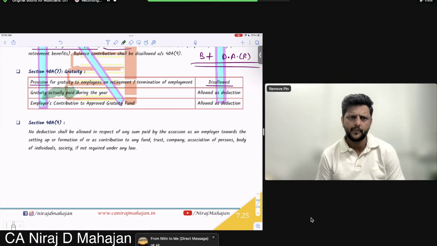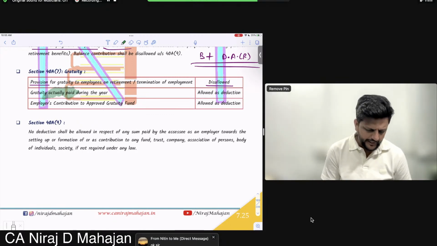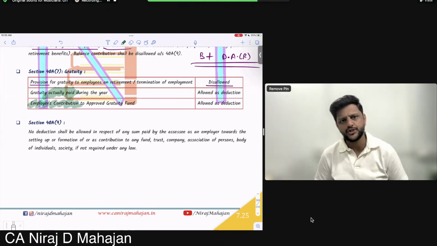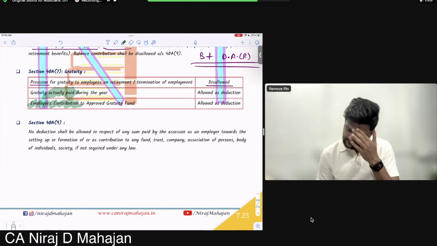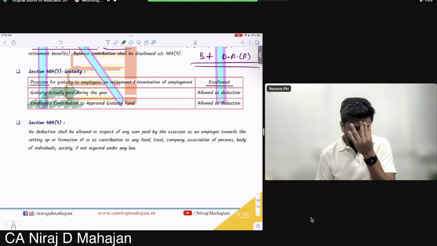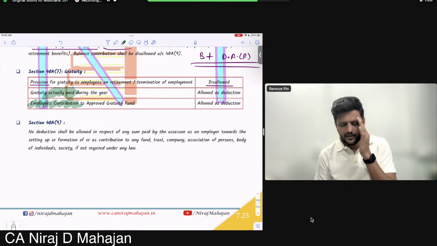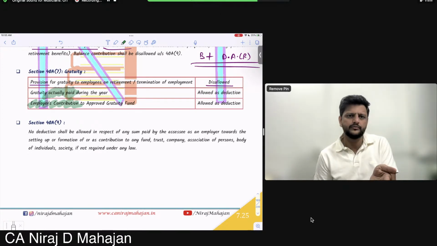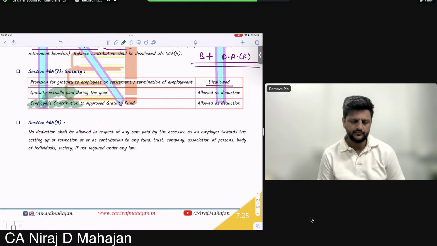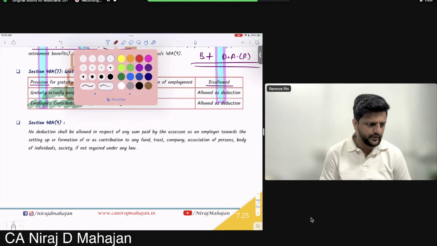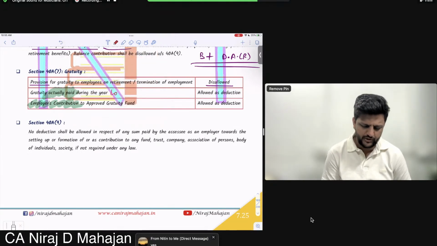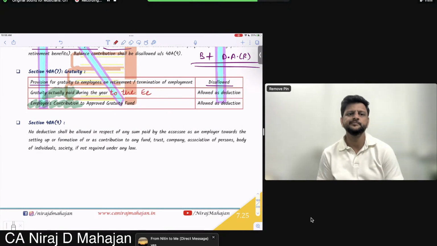No problem about it. And the employer's contribution to an approved gratuity fund will also be allowed as deduction. Yes, clear, all of you? So gratuity paid, gratuity provision not allowed. Actual gratuity paid to the employee allowed. Gratuity paid to the gratuity fund allowed. I hope you're understanding. This is by default to be understood, but if you want, you can write it down here. To the employee, obviously, to whom else will we pay? Clear?